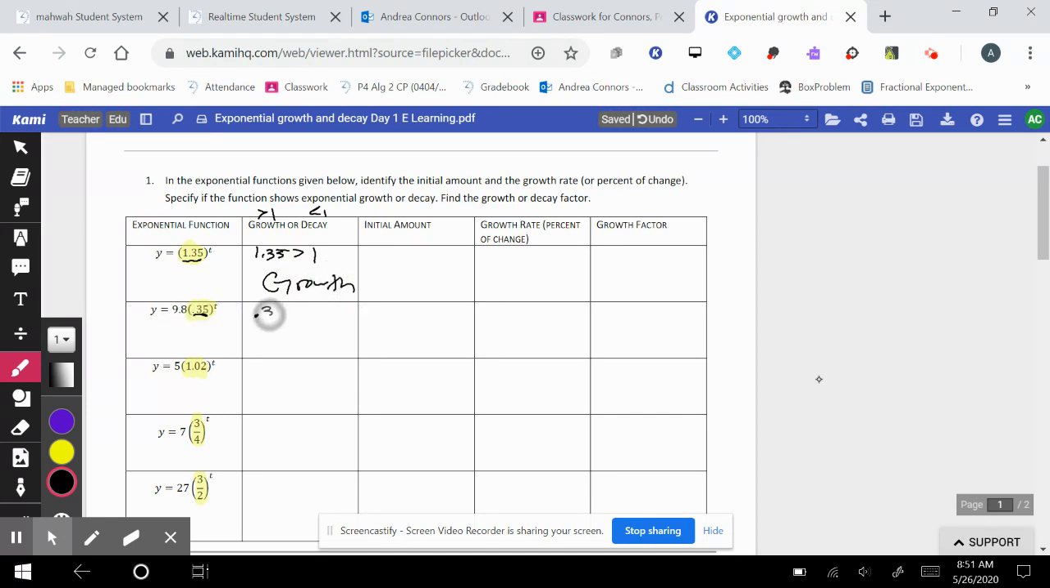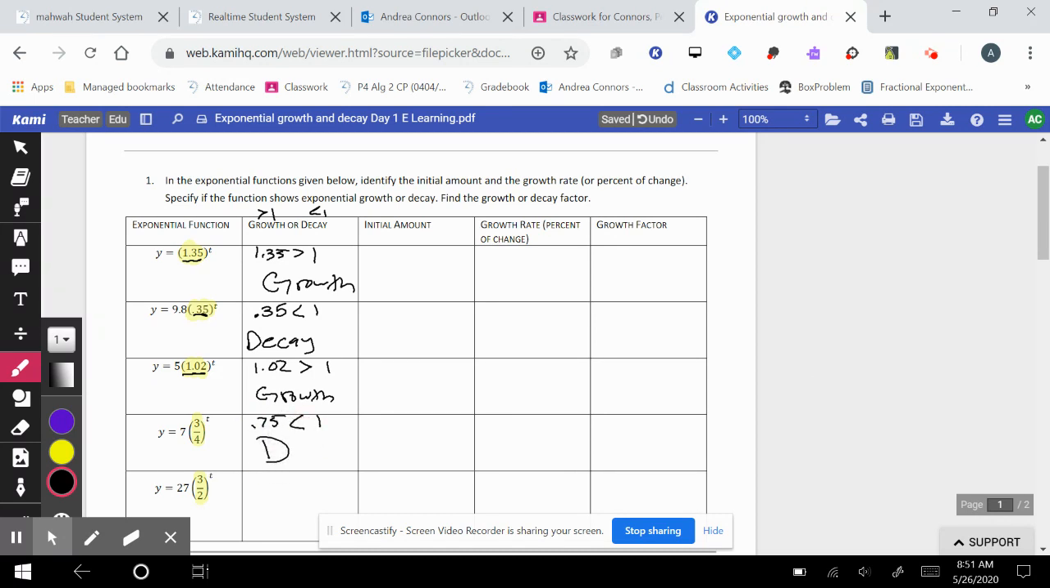This is greater than 1 or less than 1? It is less than 1, so it is decay. Same thing here, 1.02, is that greater or less than 1? It is greater, so it is growth. And now these, if you need to, put them into decimal form. So 3/4 is 0.75. Is that greater than or less than 1? It is less than 1, so it's decay.